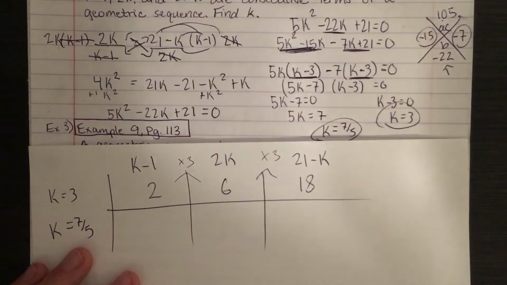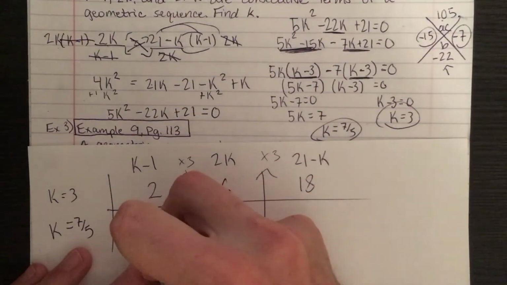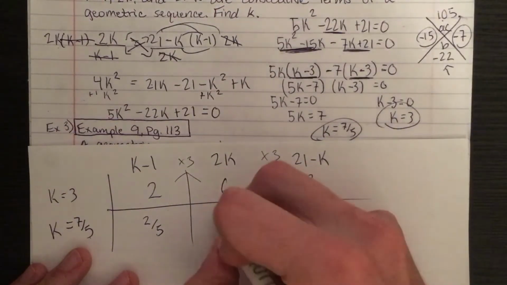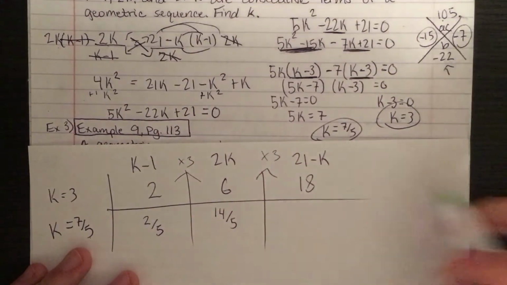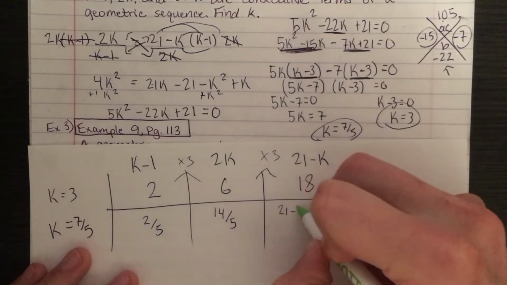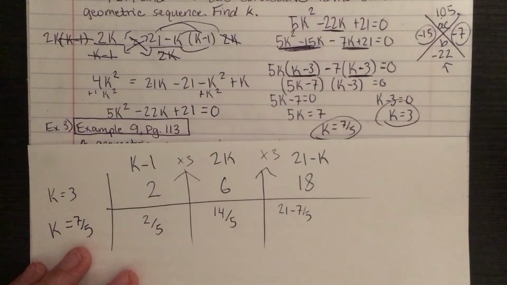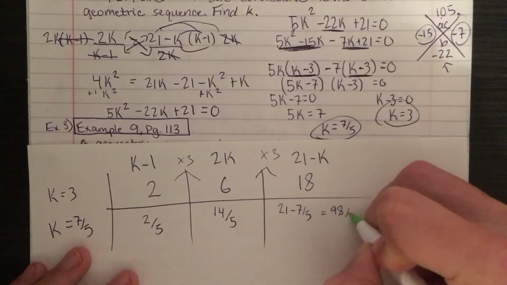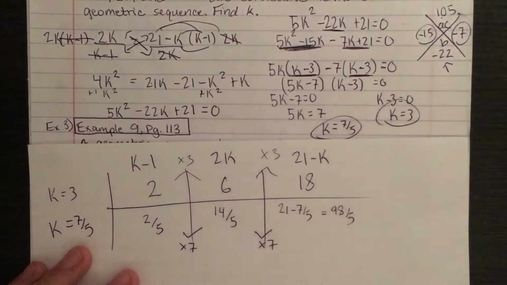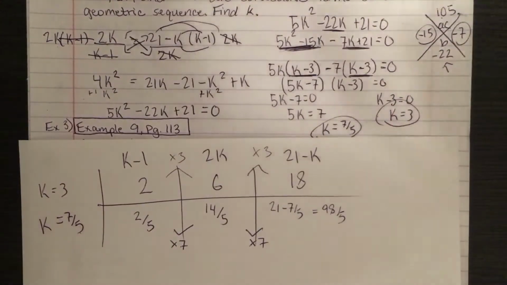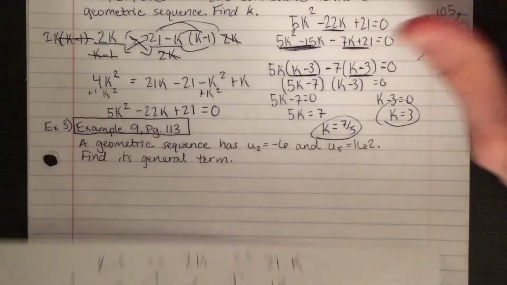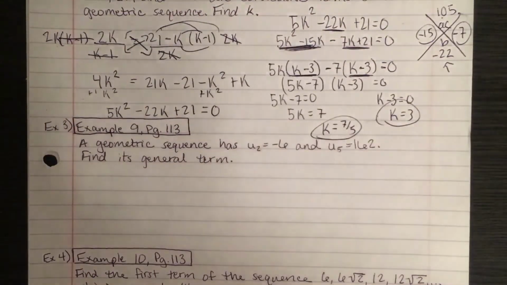So then if we punch in 7/5, 7/5 minus 1 is 2/5. Let's see, 7/5 times 2 is 14/5. And then 21 minus 7/5, that's going to be, let's see, 21 times 5 is 105, so that's going to be 98/5. And we're multiplying each time over here times 7. So just to show you all, hey, that is in fact a geometric sequence. You're probably like, Mr. Price, that was whack. What is going on here, man? It's not all that bad. So hang with me here for a second.